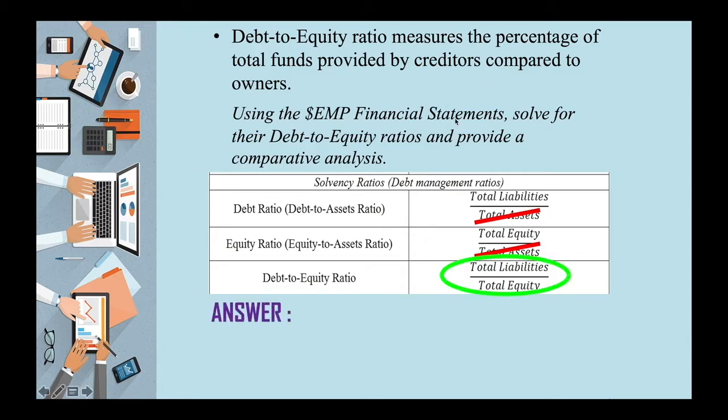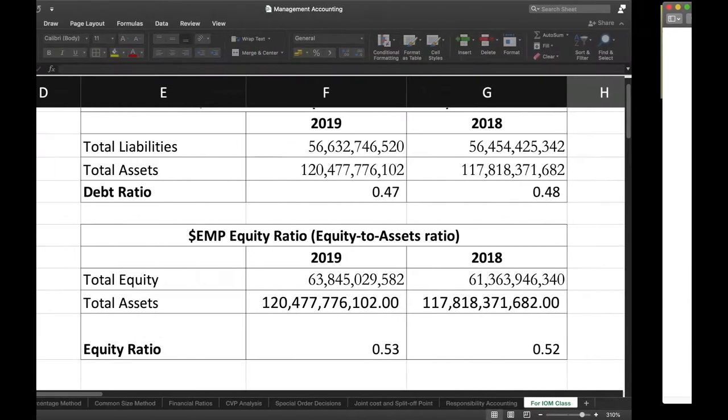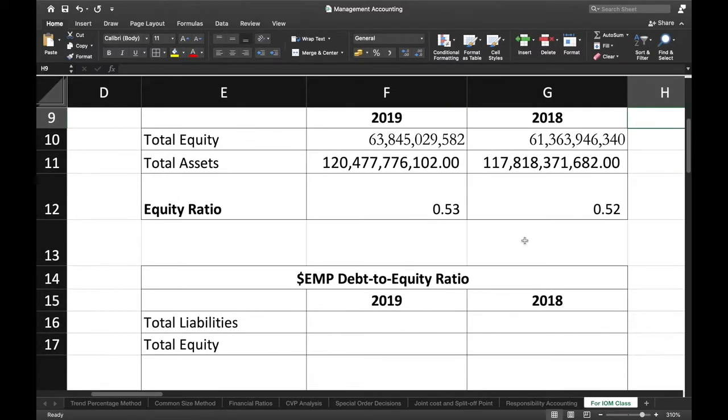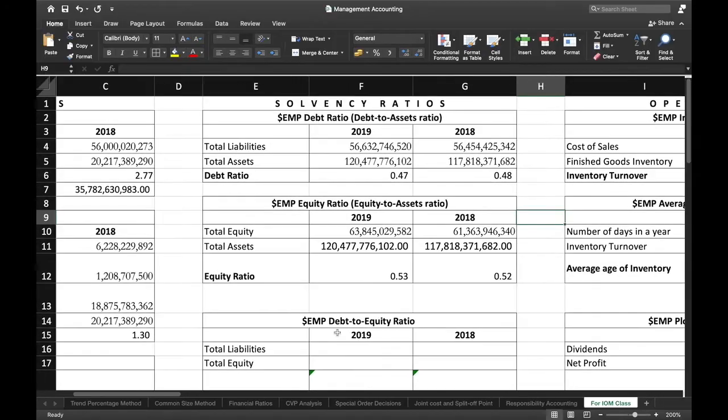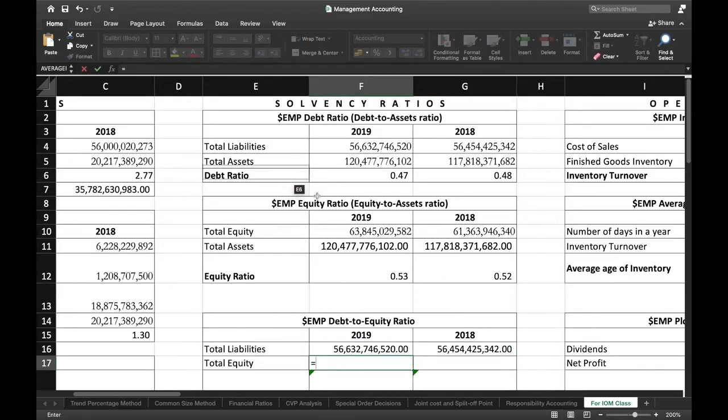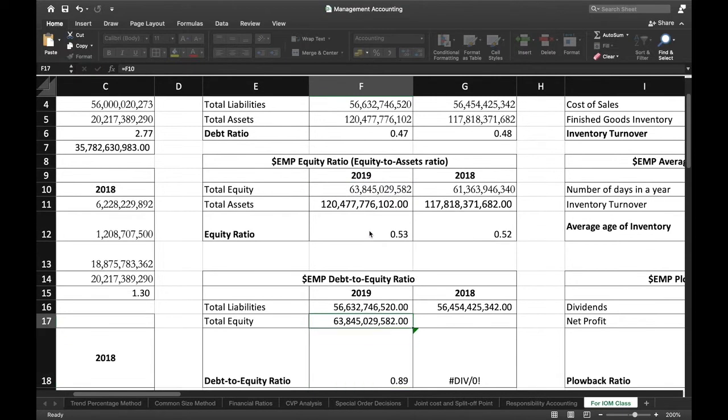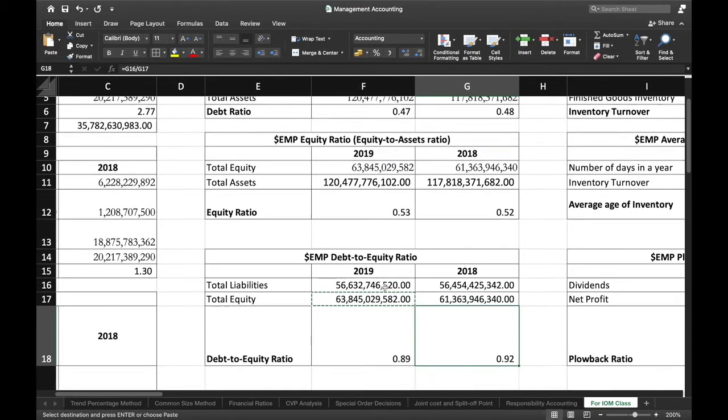So, using the financial statements ng EMP or the Emperador Incorporated, solve natin yung debt to equity ratios nila. And provide natin comparative analysis. So, ito, debt to equity ratio. So, for the total liabilities, equals, then copy paste. Equals na lang para makopy. Copy natin dito sa 2018. For the total equity, ito po siya. Then, copy. Okay, so divide lang yan.